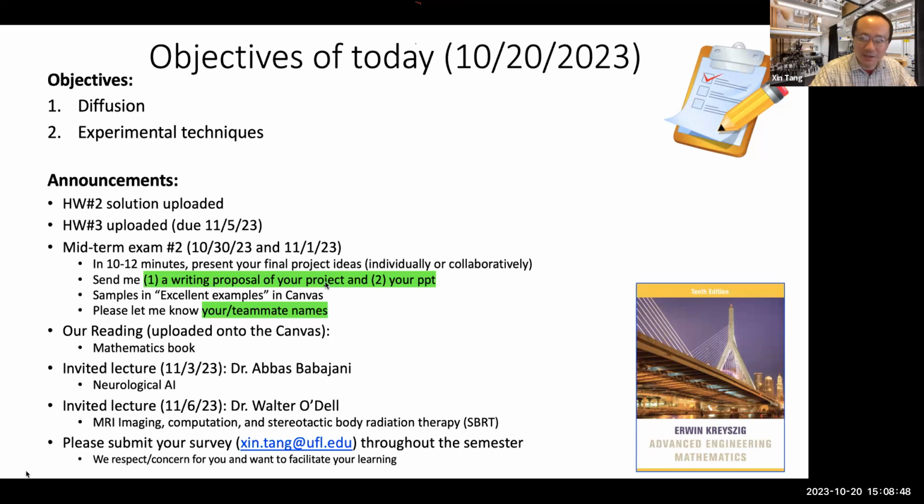And I mentioned at the very beginning of the semester that the final project should contain original ideas, original thoughts, modeling, or proposed new experiment techniques, right? Or develop new experiment techniques. So those should be presented very well in your midterm exam number 2 and also the final exam. Okay, so this actually is a very good research opportunity for you. Okay, and let me know anything I can help you with.